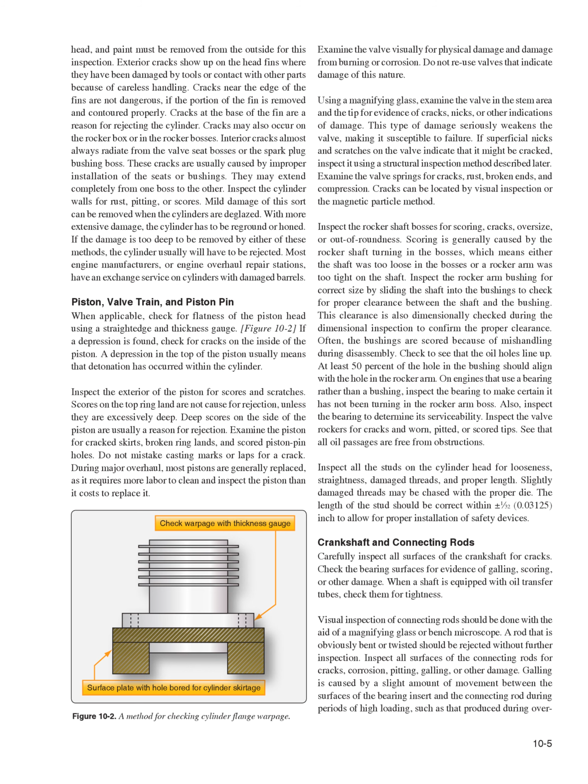Piston, valve train, and piston pin when applicable. Check for flatness of the piston head using a straight edge and thickness gauge. Figure 10.2. If a depression is found, check for cracks on the inside of the piston. A depression in the top of the piston usually means that detonation has occurred within the cylinder. Inspect the exterior of the piston for scores and scratches.